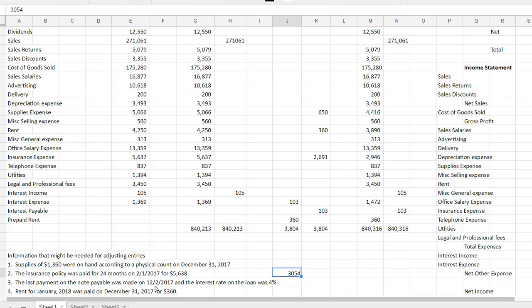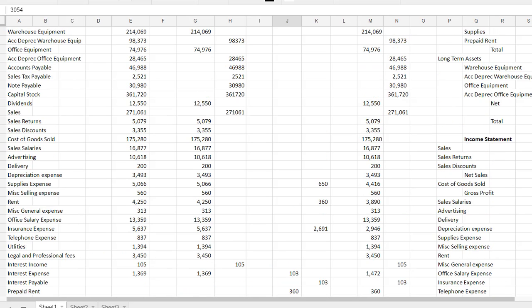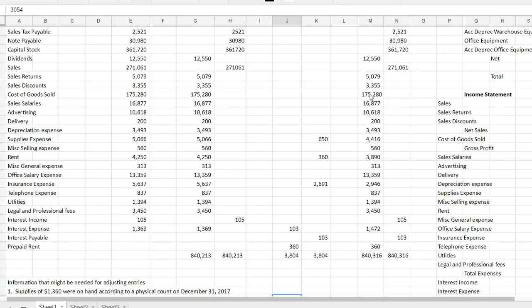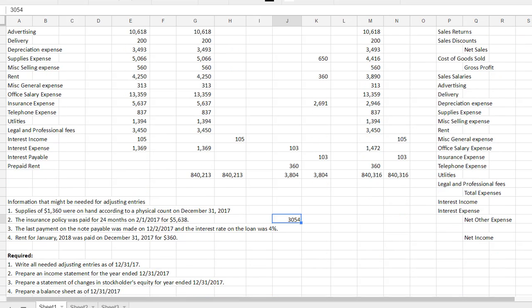The last payment on the note payable was made on December 2nd, and the interest rate on the loan was 4%. So as we anticipated, there's interest on any loan payable or note payable. Here's our note payable amount here, $30,980. So we're going to calculate interest on that.